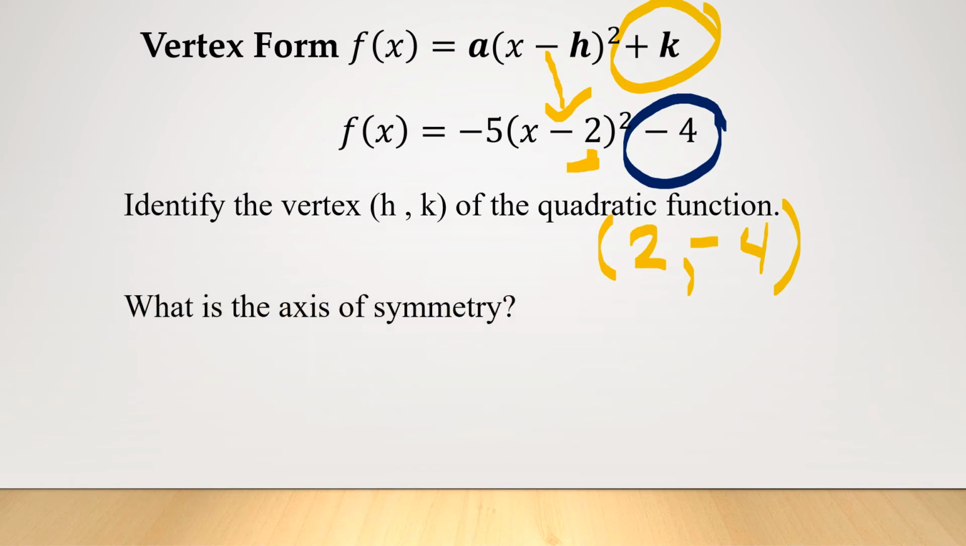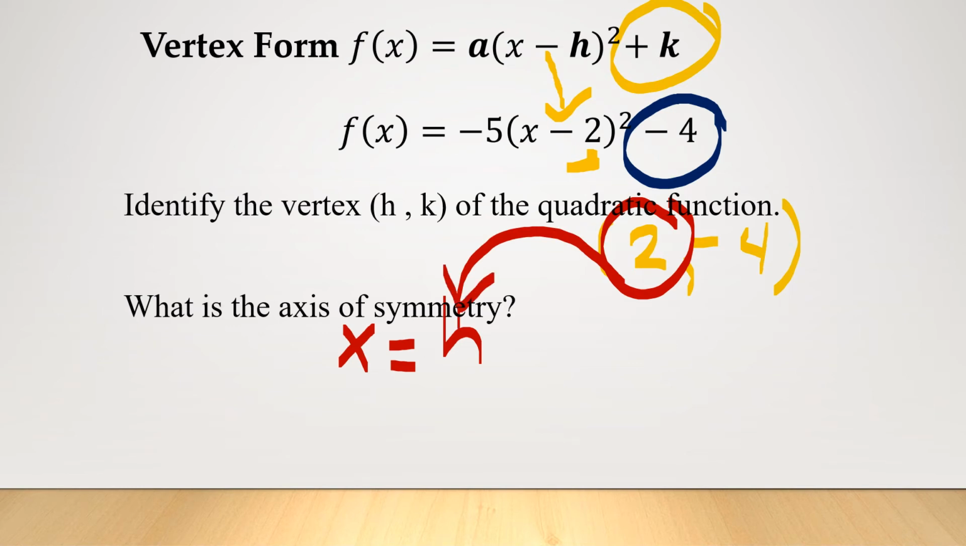What is the axis of symmetry? Remember, the axis of symmetry is h. H is positive 2. And since we write it in the form of x is equal to h, then I'm going to substitute 2 back in the place of h, and my axis of symmetry is x is equal to 2.